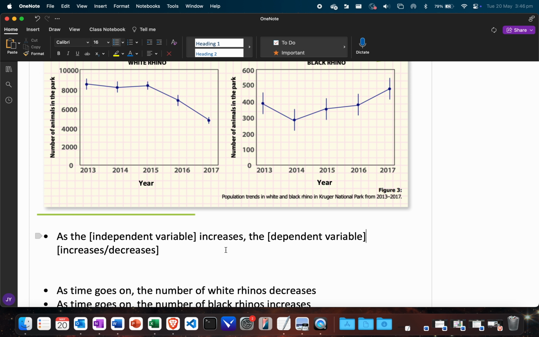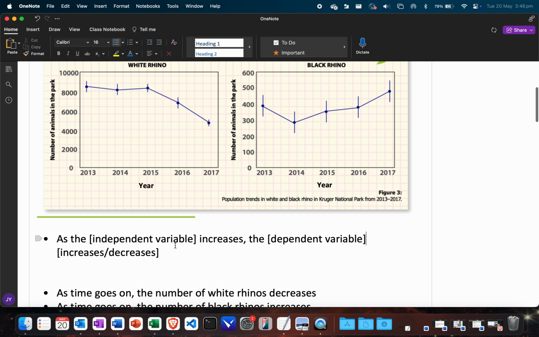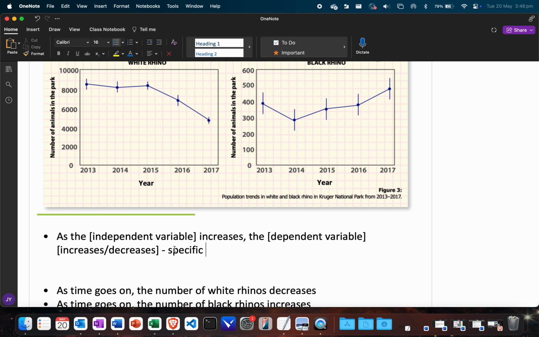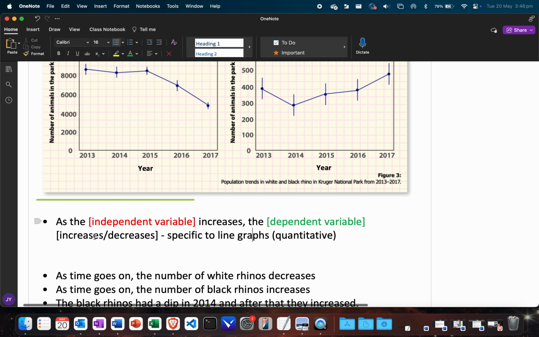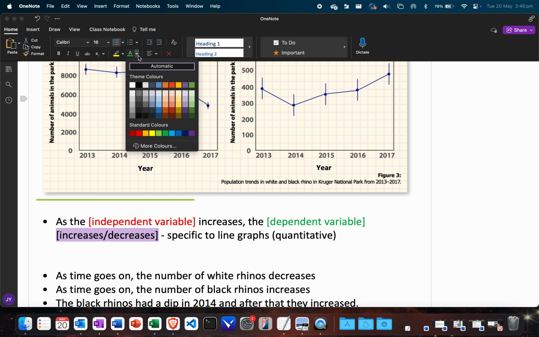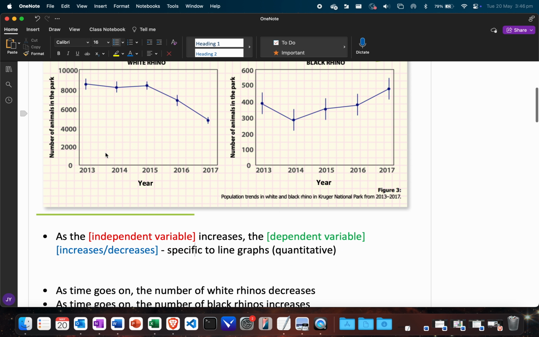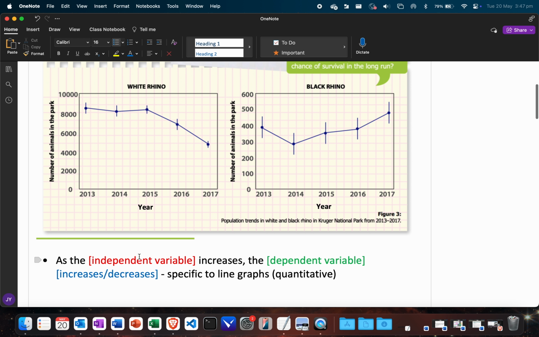this is essentially the formula that you can follow to identify a trend, and this is specific to line graphs, okay, which is when we have quantitative data for the independent variable. So we've got the independent variable, so we will just insert whatever our independent variable is there. We've got our dependent variable, which we would insert there, and then we would need to make a choice. As the independent variable increases, the dependent variable increases or decreases.